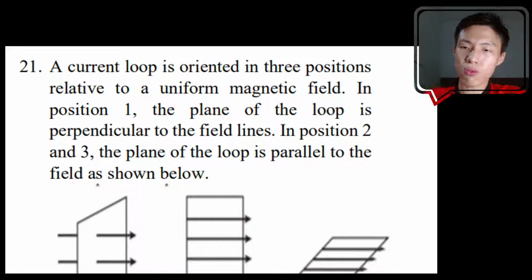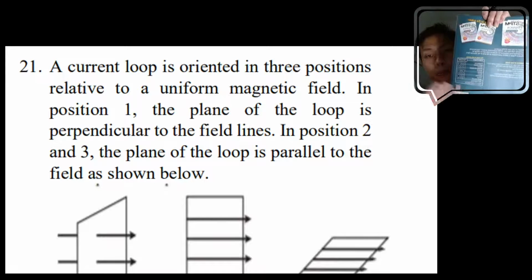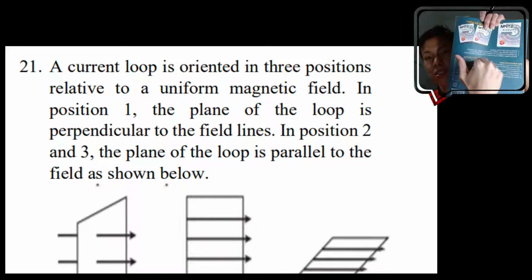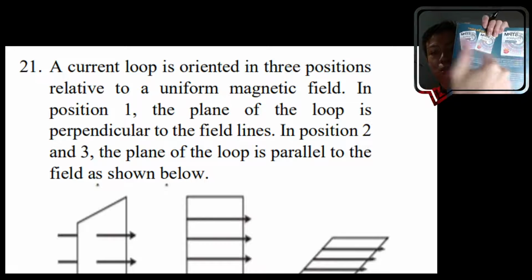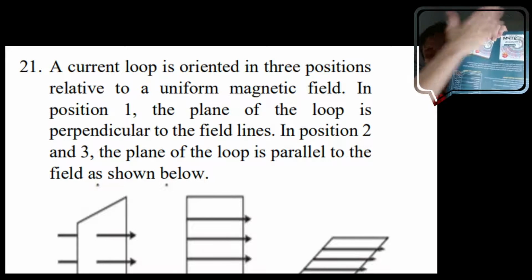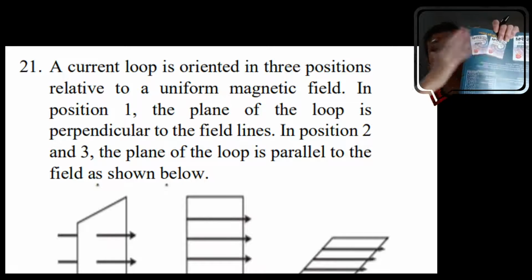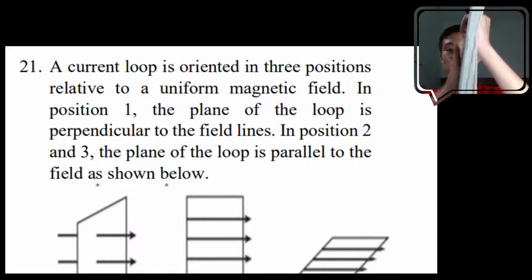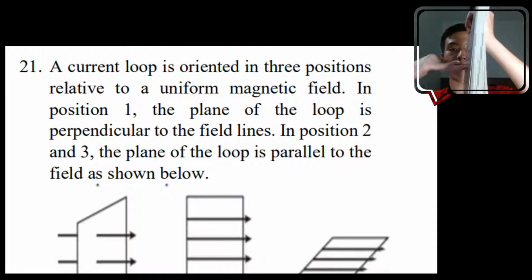In position 1, the plane of the loop is perpendicular to the field line. So how to describe it is like, if this is your plane, right, then your magnetic field line is passing through the plane perpendicularly. So this is your plane of the loop, then your field line is perpendicular to the plane of the loop. So that is position 1. So if you flip it like this, then your plane of the loop is like this, then your magnetic field is passing through like this, perpendicular 90 degree over here.